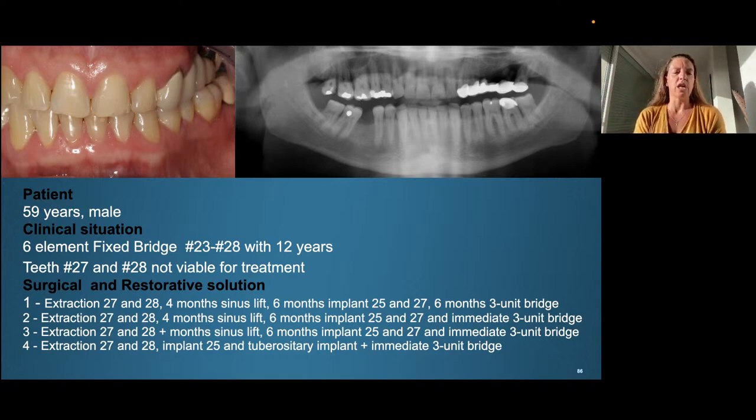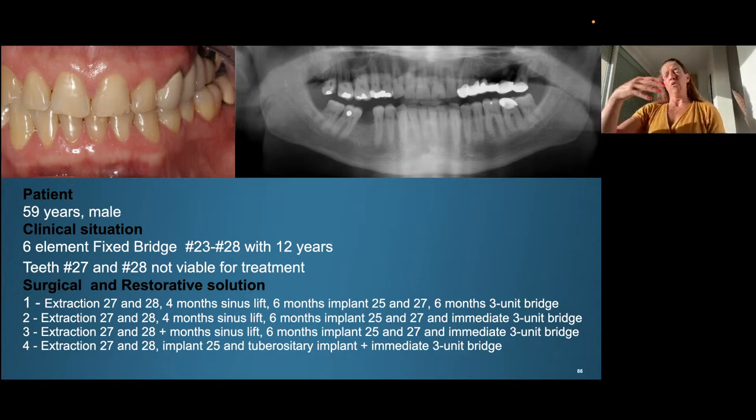Option number 3 is to do the extraction and the sinus lift on the same day, and afterwards 6 months later the implant and then a 3-unit bridge. Or we could go for extraction of these two, an immediate implant in the area of 25 and an immediate tuberosity implant in the area of 27, and an immediate 3-unit bridge.